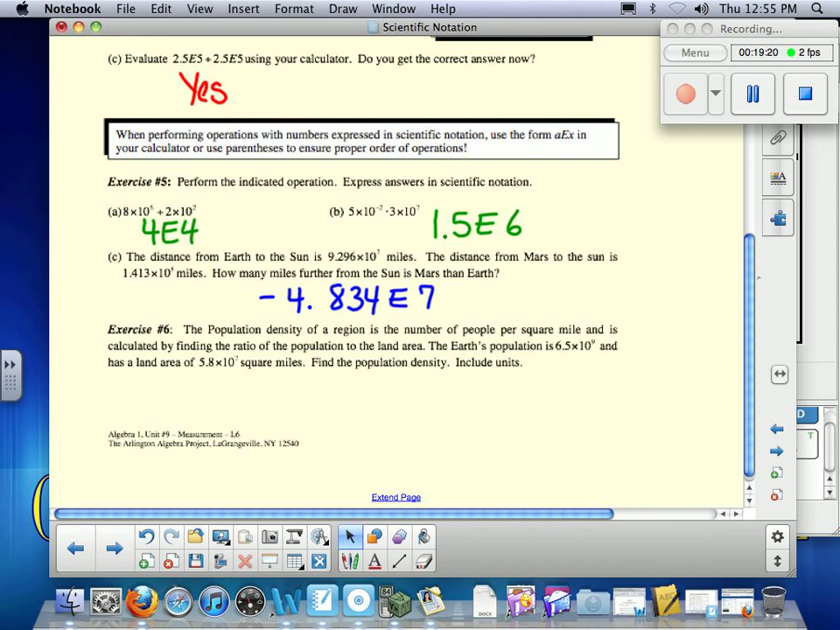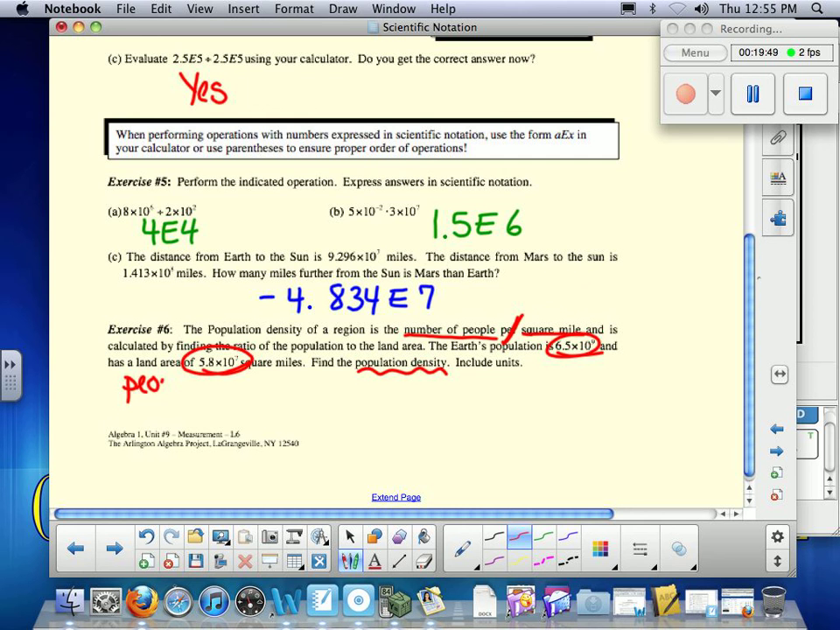And number 6, population density of a region is the number of people per, and per means divide, square mile. This one comes up on your homework, so pay attention please. Number of people per square mile, so people divided by square miles. The Earth's population is this number, and the land in square miles is this number. What is the population density? So we need people divided by the square miles. So to our handy dandy calculator we go.